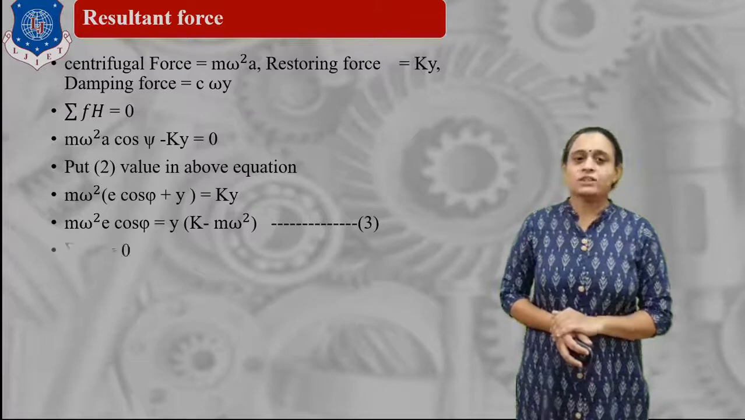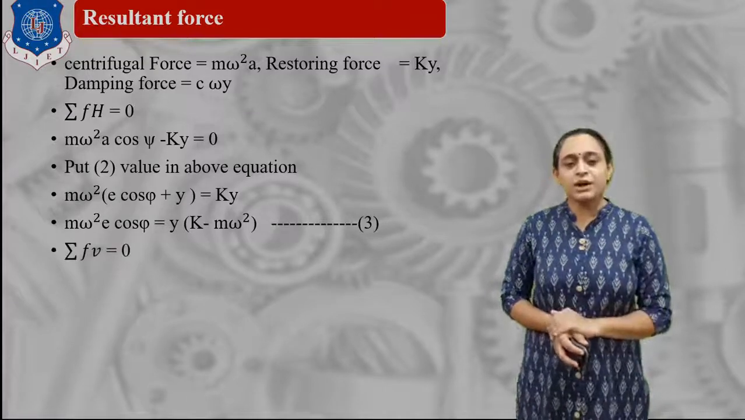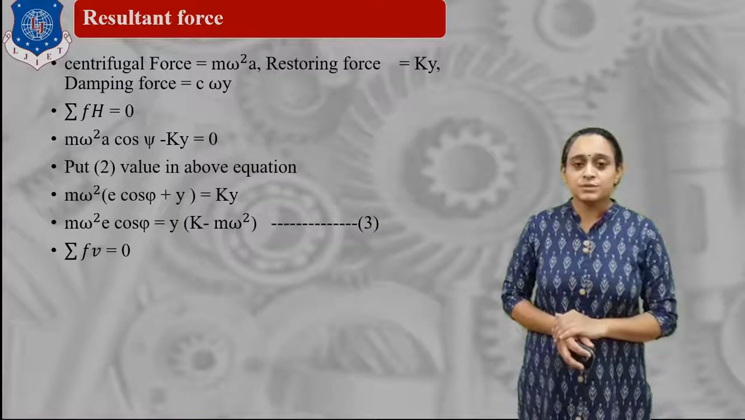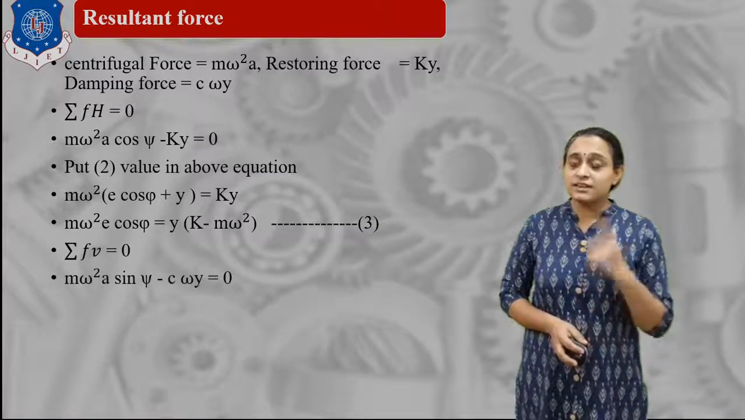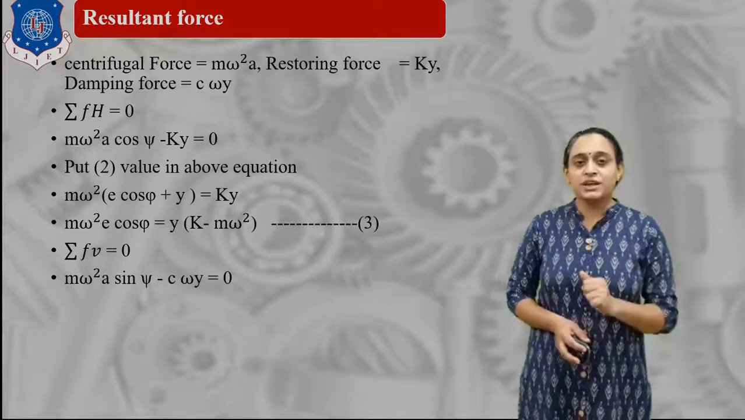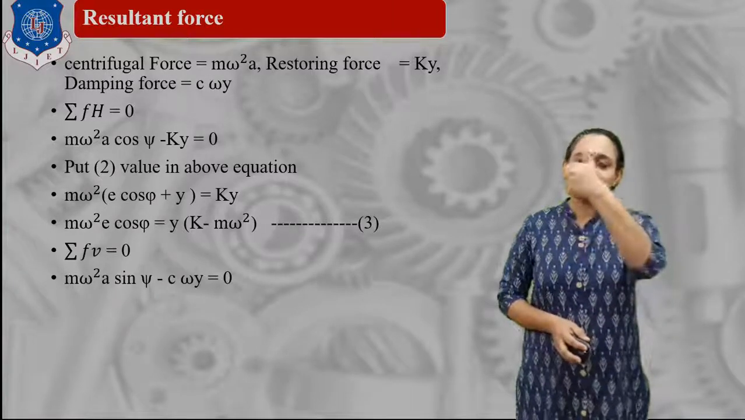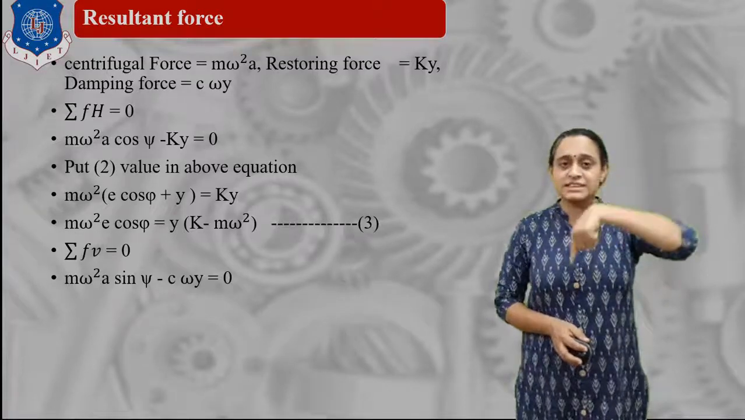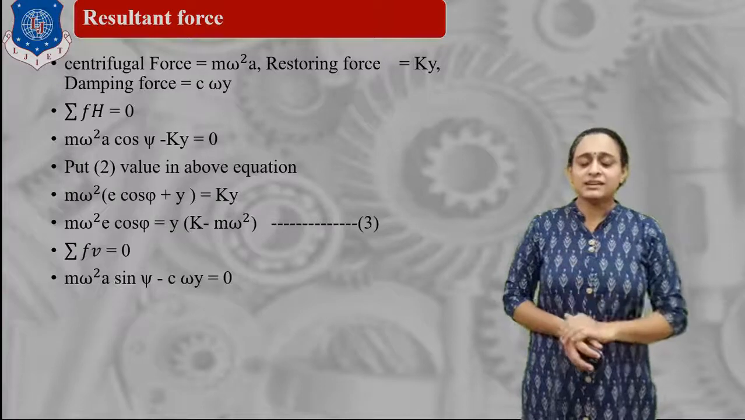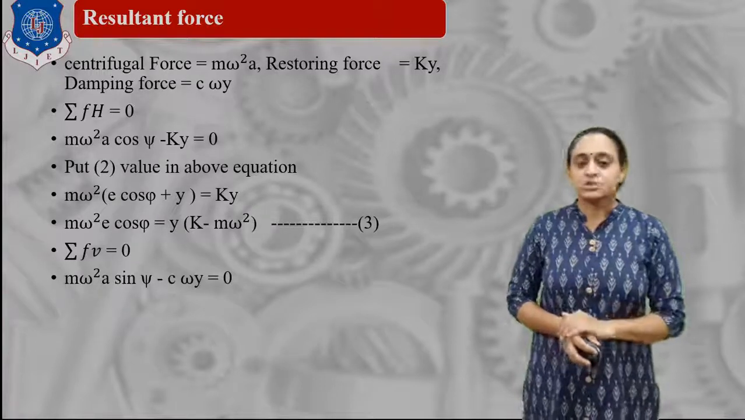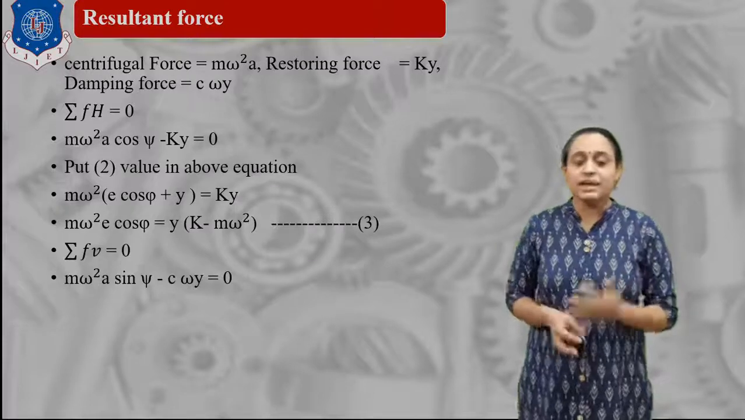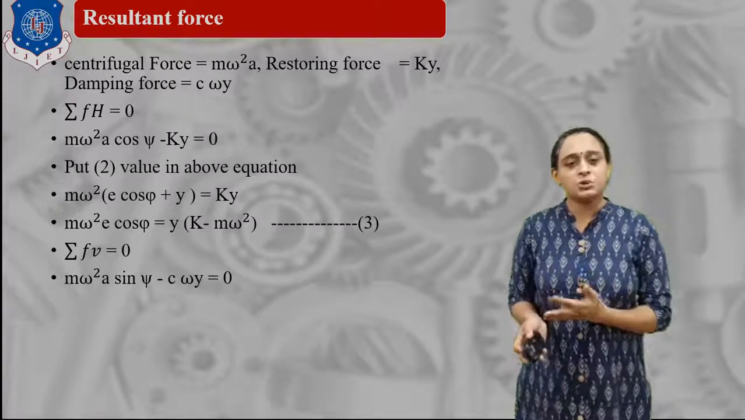Now let us solve vertical forces. Sigma of F vertical is equal to 0. As we have already studied our diagram, you have to draw it by pausing this video. Here the vertical force is m omega square A sin psi, and the downward force is C omega Y. So we put the values in this equation: vertical forces is m omega square A sin psi minus C omega Y is equal to 0.